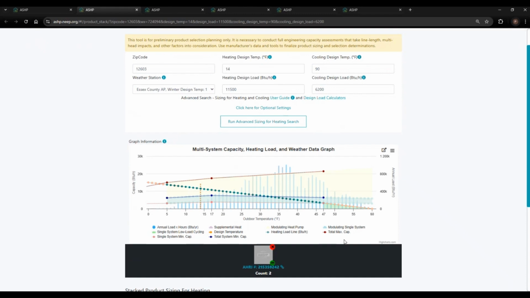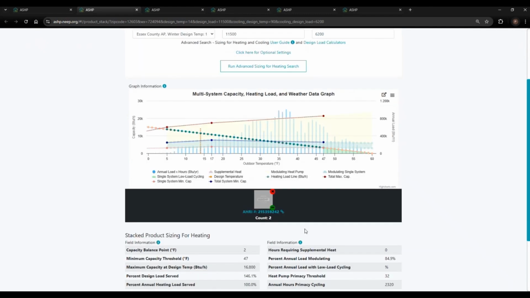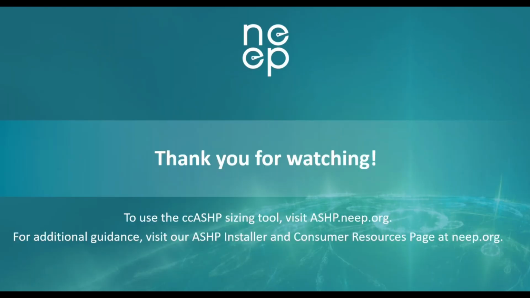We can see that this multiple compressor stack system can operate annually without any supplemental heating and has a relatively high minimum capacity threshold of 47 degrees Fahrenheit. This two compressor system meets the entered loads very well, should provide efficient comfort, and does not require any supplemental heating. Once again, this should all be confirmed by approved sizing and selection methods like ACCA Manual J and ACCA Manual S. Thank you for watching.